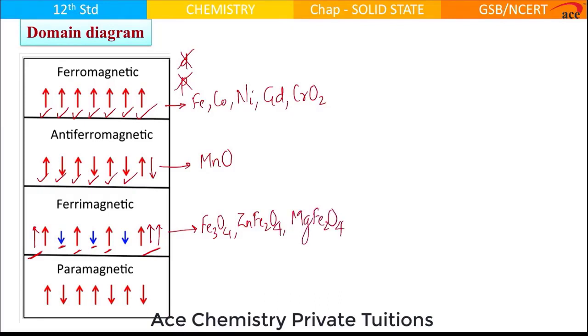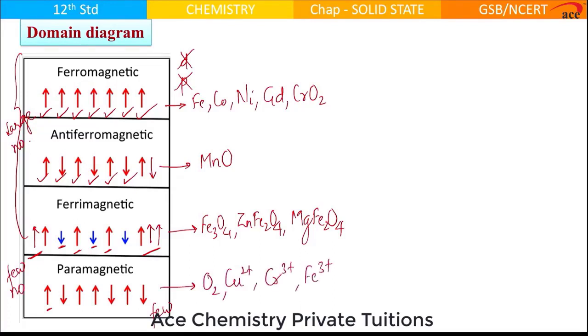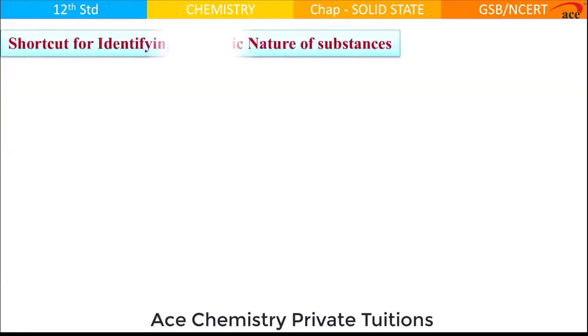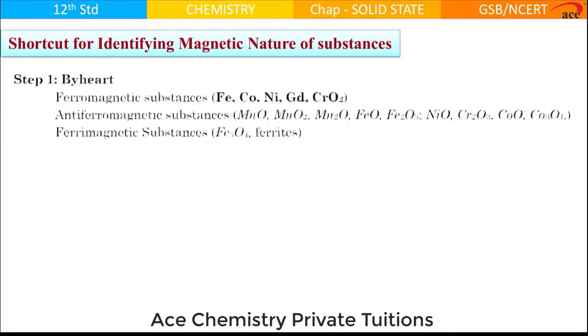In paramagnetism also there are a few unpaired electrons, while in all of these there are a large number of unpaired electrons, while this has a few unpaired electrons. Paramagnetic examples: oxygen, Cu2+, Cr3+, Fe3+, they are examples of paramagnetic substances. How to identify magnetic nature as a student for our MCQ purpose?